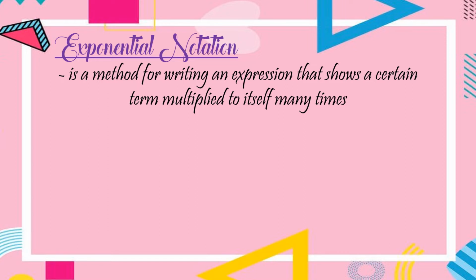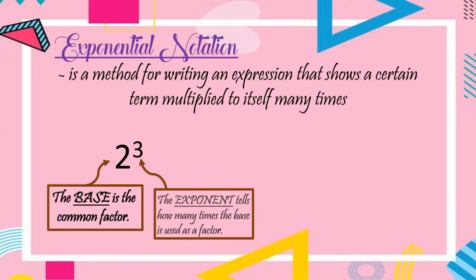So kapag sinabing exponential notation, ang makikita natin sa kanya ay si exponent at si base. Okay? Kung nasaan yung exponent, kung kanino nilagay yung exponent, siya yung tinatawag nating base. And the base is the common factor. Then, yung maliit na number sa tabi ng base is what we call the exponent. It will tell us how many times the base is used as a factor.